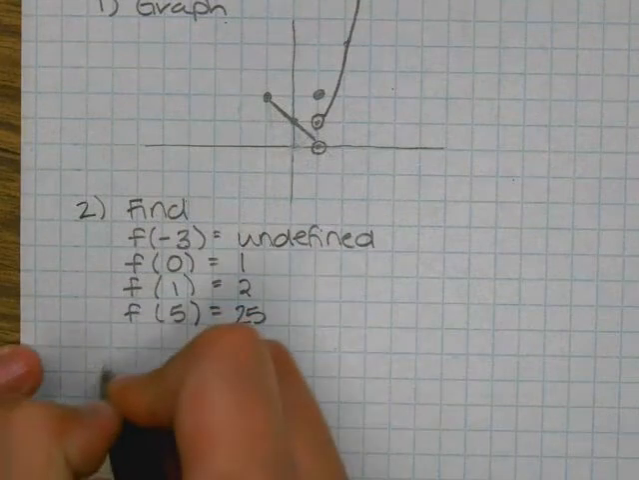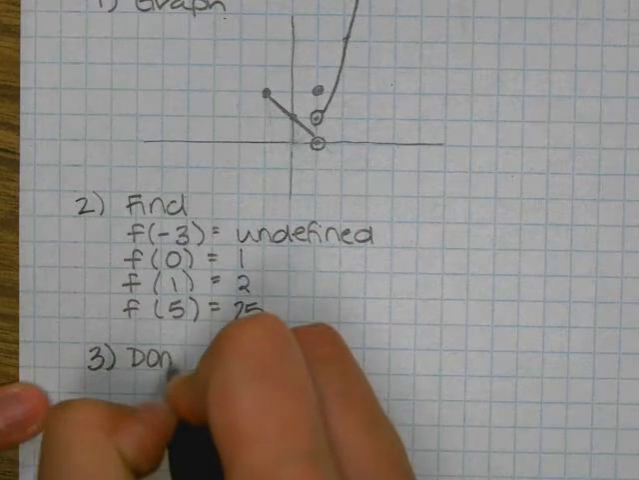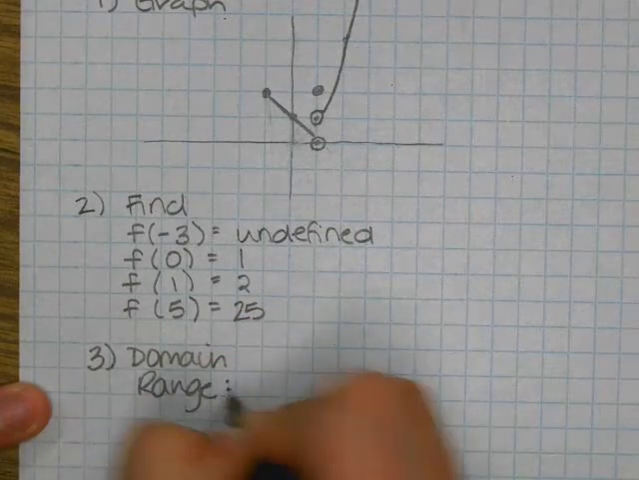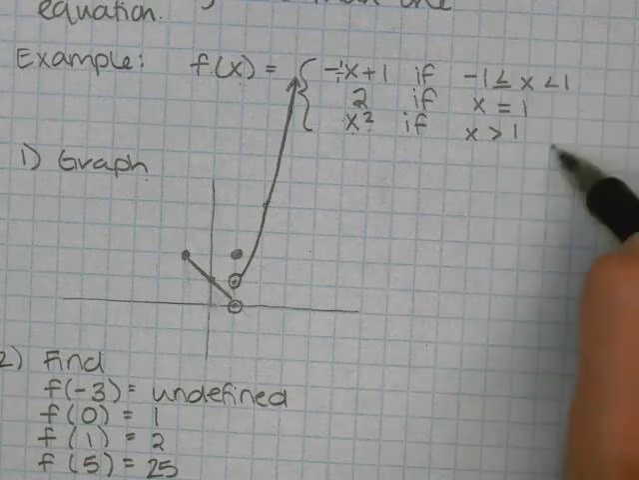Some other things that we want to be able to find out about a piecewise function would be the domain and the range. And if you recall, the domain is the allowed x values, and we have those allowed x values written down for us. They're written right here, so that's the domain.